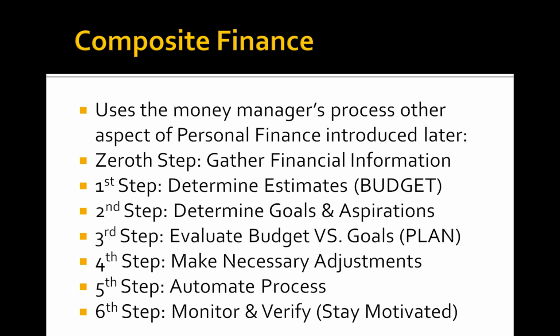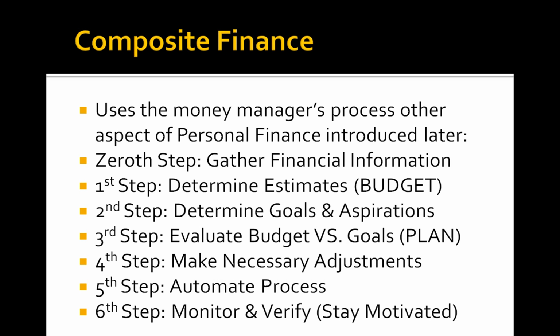So essentially what you're going to do is gather all the financial information that you're going to need for both the car and insurance and stuff like that. Then you're going to set estimates to figure out how much it's going to cost and how much income you can dedicate towards it. The next thing you're going to do is set your goals and aspirations: ultimately what you want with the car short term, and what you want for your transportation long term.